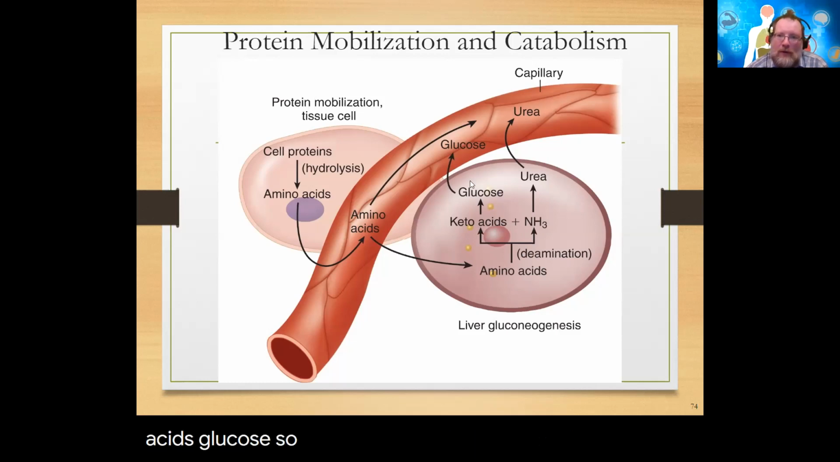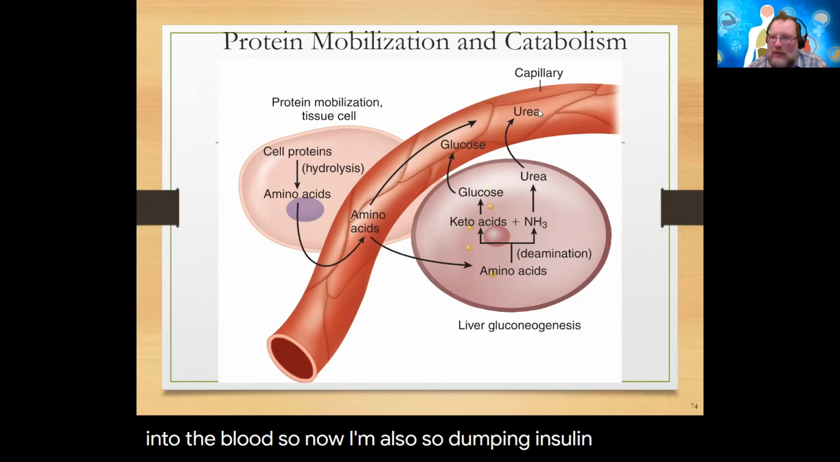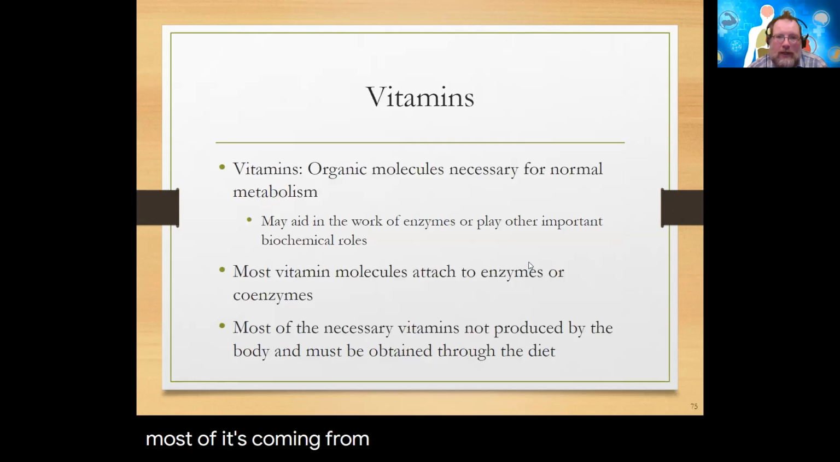So folks who are malnourished or not eating properly certainly will go through the process of breaking down proteins and amino acids from cells, and then that can lead to that. And then so I'm dumping glucose into the blood. So now I'm also dumping insulin into the bloodstream. So anyway, either way, insulin is desirable to get glucose transferred to the cells. Now, whether that glucose came from carbs, proteins, or fats, well, hopefully most of it's coming from carbohydrate.